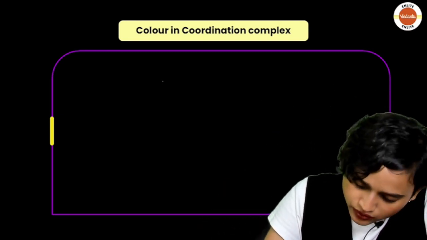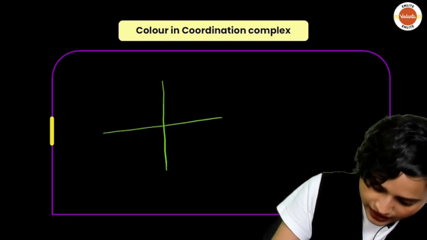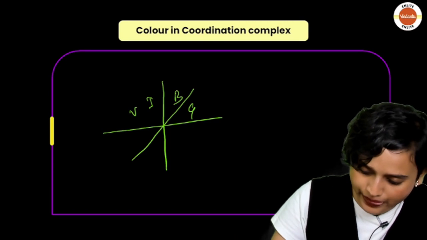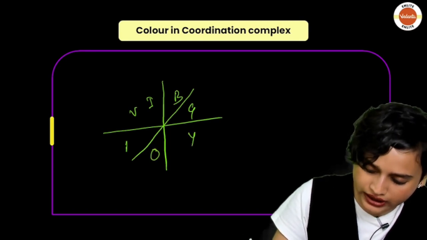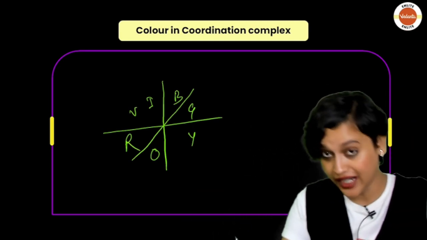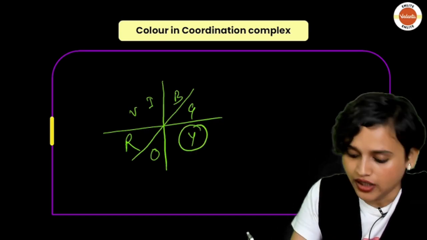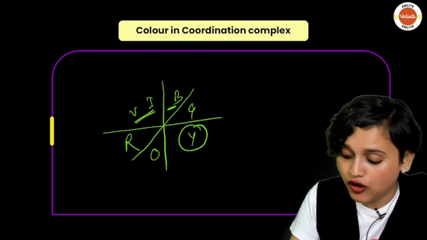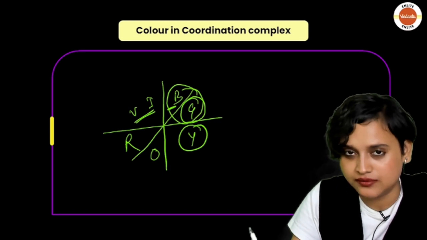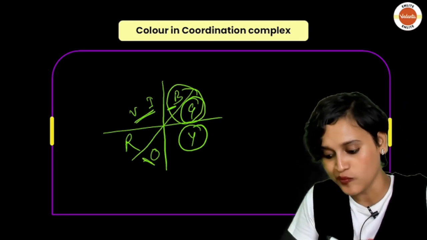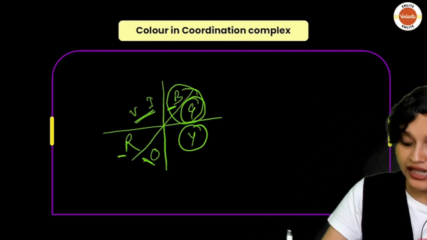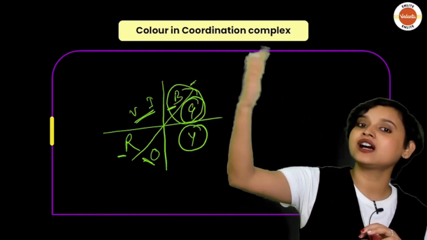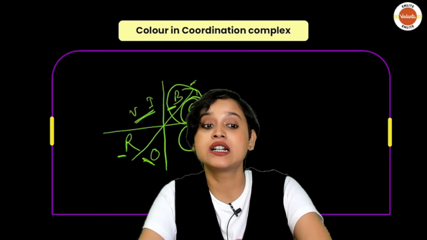Okay, so let me draw like this, and like this. I can write here violet, indigo, blue, green, yellow, orange and red. Now from here you have to understand that if a complex is absorbing yellow, it will show violet and indigo, or bluish color. If a compound is absorbing green or blue-green color, then the color it will show will be orange-red. If a compound is absorbing red color, then it will show blue color. Whatever it is absorbing, the complementary color, the opposite of it, is what it will be showing.